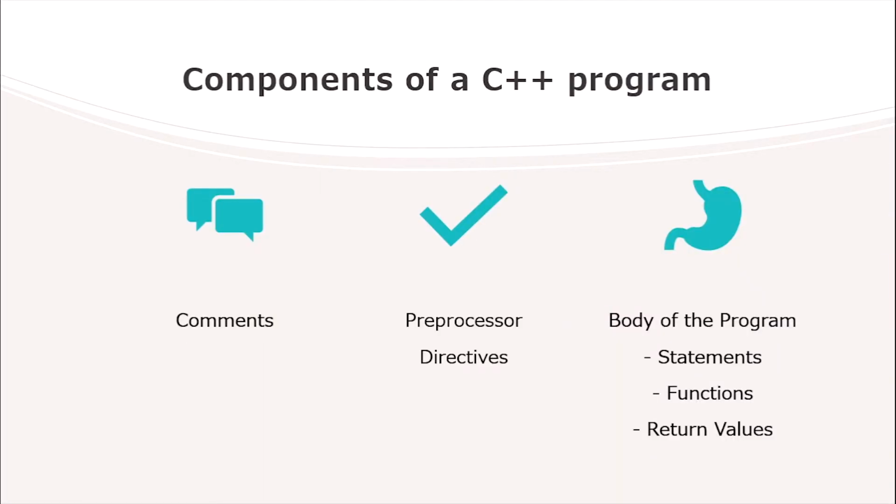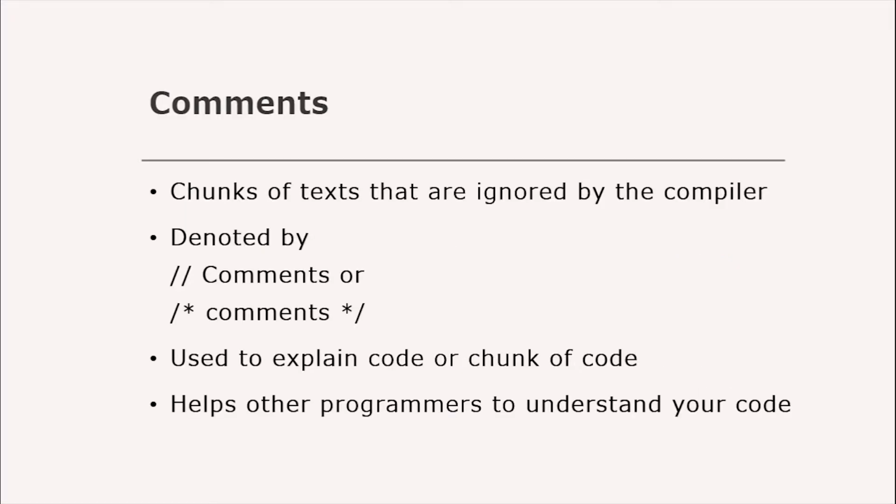So what are the components of a C++ program? Any general C++ program is composed of three different parts. The first of them being comments, the second one being a preprocessor directive, and the third one being the body of the program. And the body of the program is composed of statements, functions, and return values, which we're going to go over in later videos, and I'm going to explain them a bit as we analyze our first C++ program. The first part of a C++ program that we're going to look at are comments.